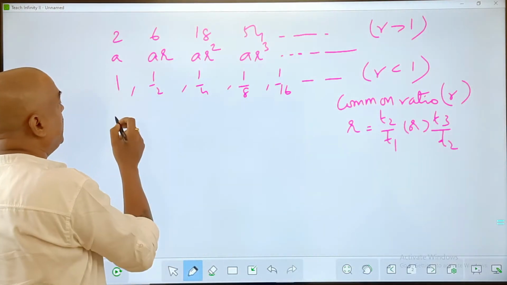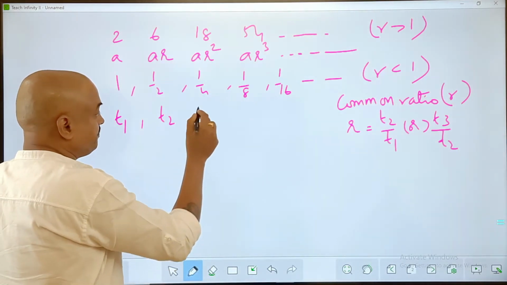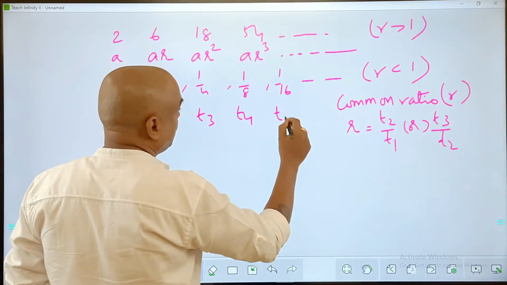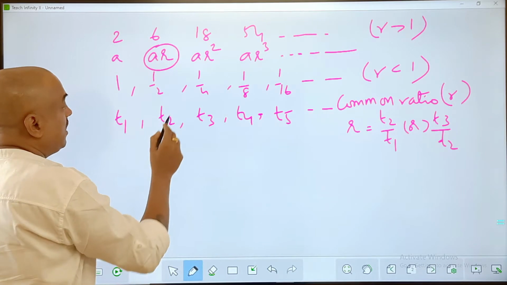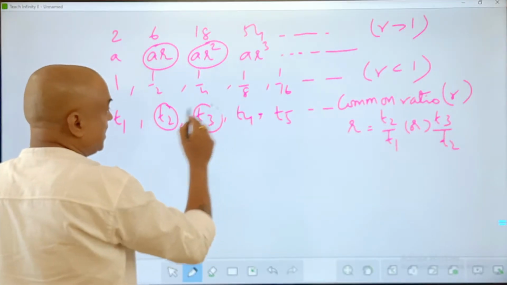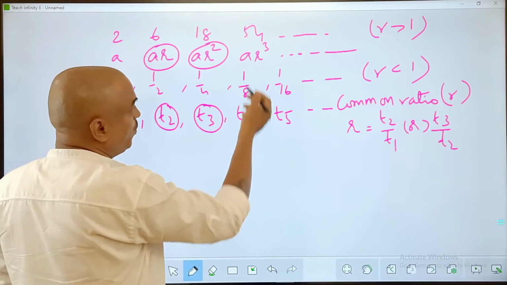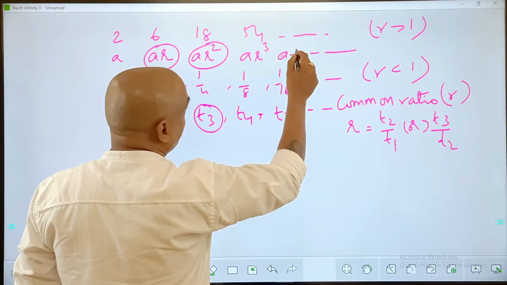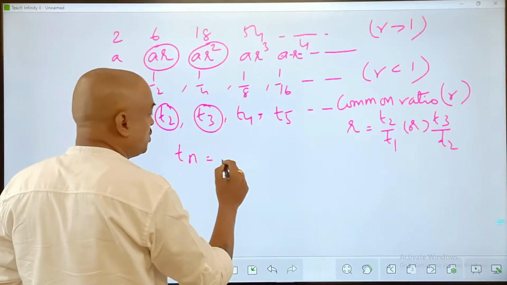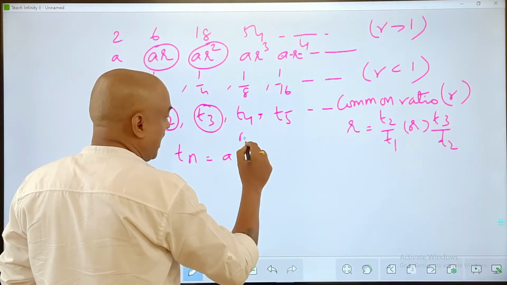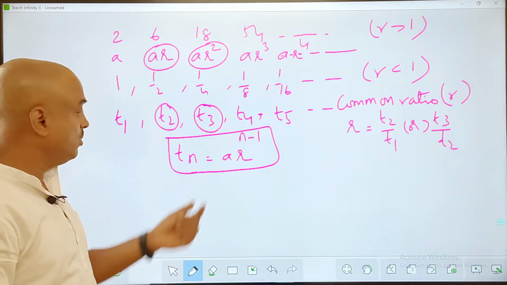Now here, I call A the first term, like in arithmetic also the first term is A. Then second term, third term, fourth term, fifth term and so on. If you compare AR with T2, AR square with T3 and so on, look at the power number. When I say T3, the power number is 2. When I say T4, the power number is 3. When I say T5, the power number will be 4 and so on. So my observation is that Tn is going to be A into R to the power of n minus 1. This is the formula to get the Tn value.